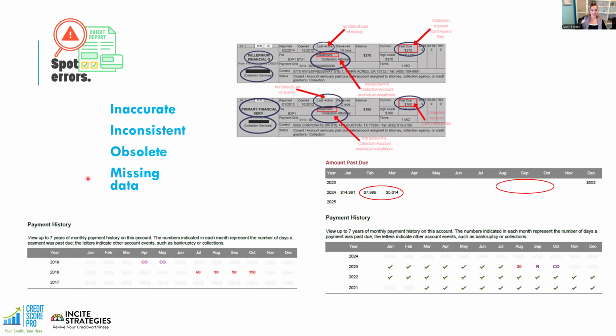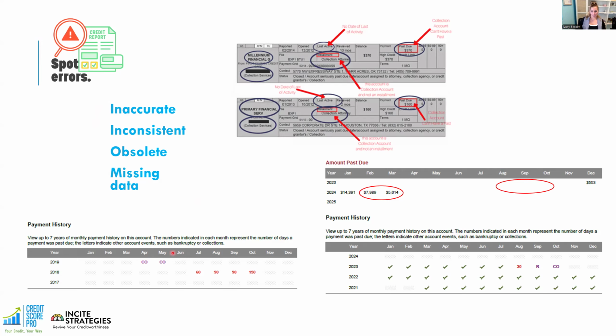So it is possible to remove valid negative accounts. What I mean by that is someone was past due. They did have a charge-off. The way that information comes off the report, the way the accounts get deleted or the late marks get removed, is because of issues like this. The bureaus have to follow the law.